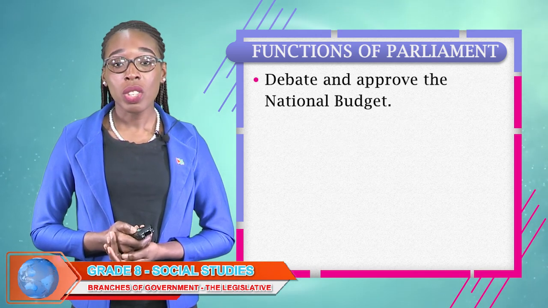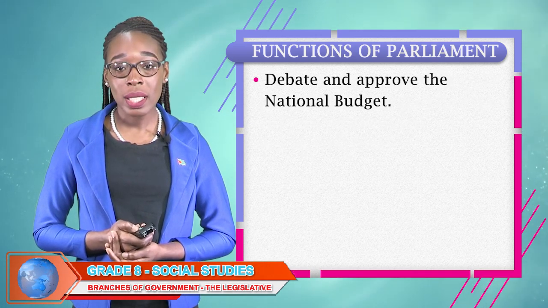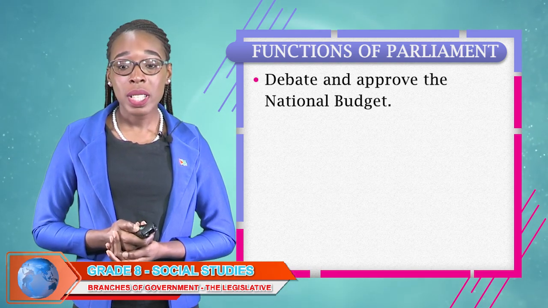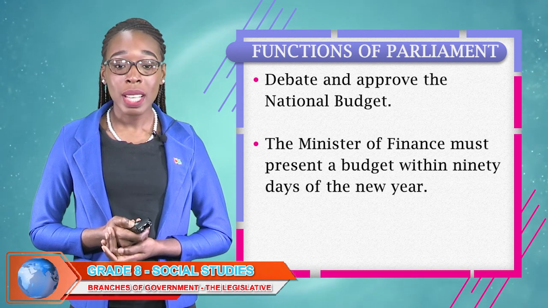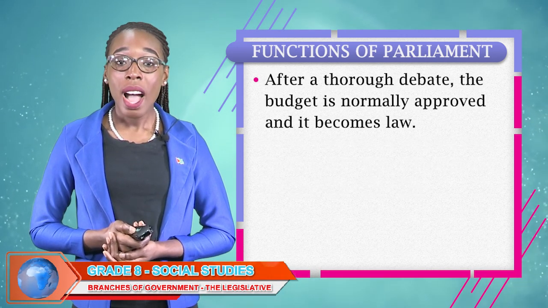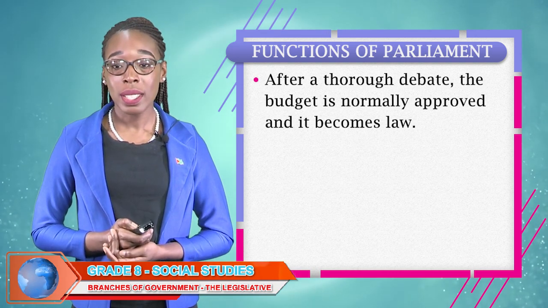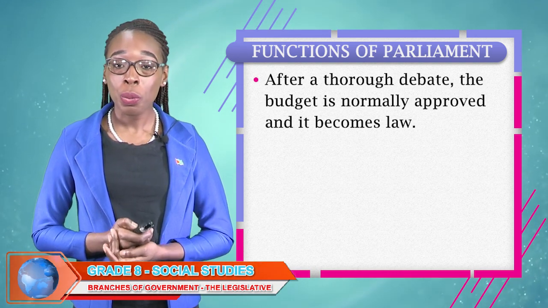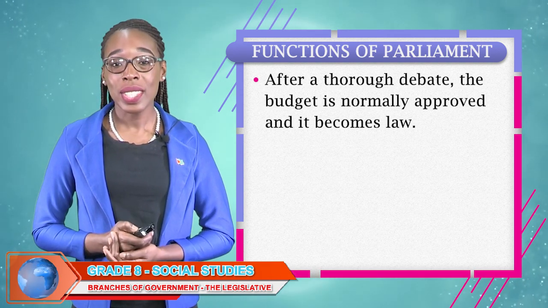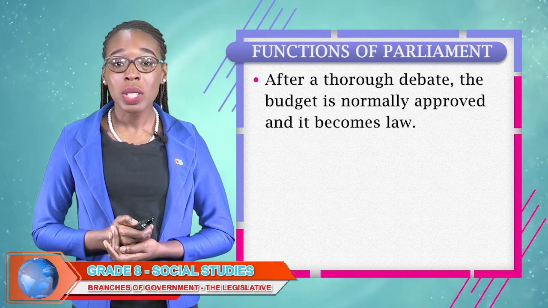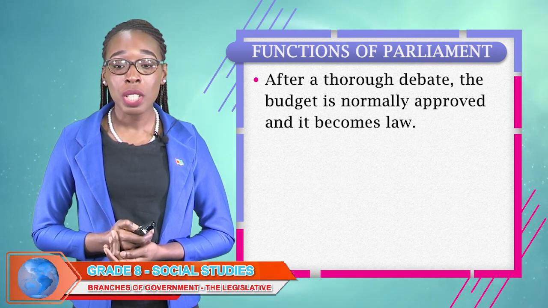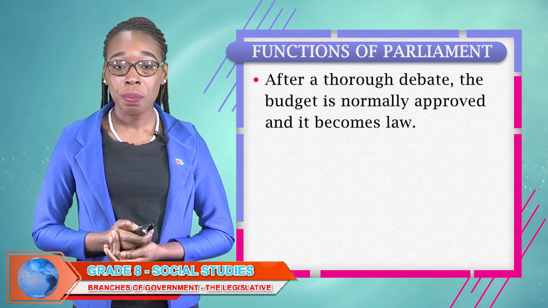The second major function of Parliament is to debate and approve the national budget. The Minister of Finance must present a budget within 90 days of the new year. After a thorough debate, the budget is normally approved and it becomes law. In addition to the national budget, Parliament also considers, debates and approves supplementary budgets during the year.